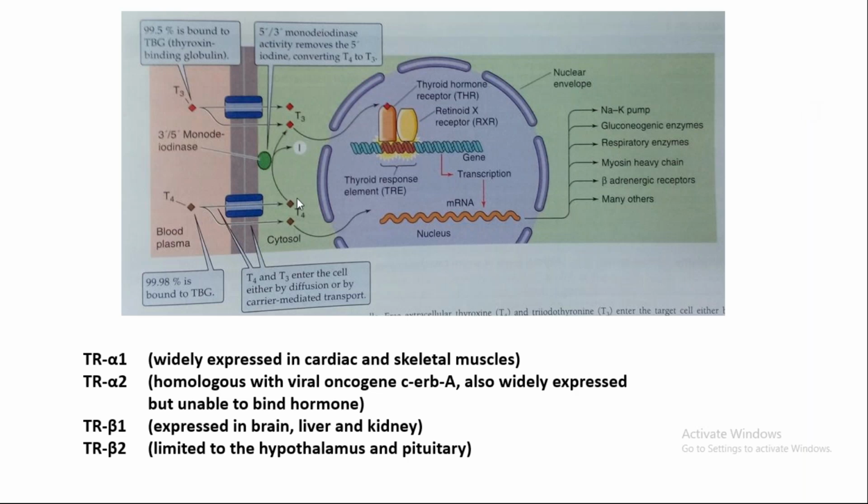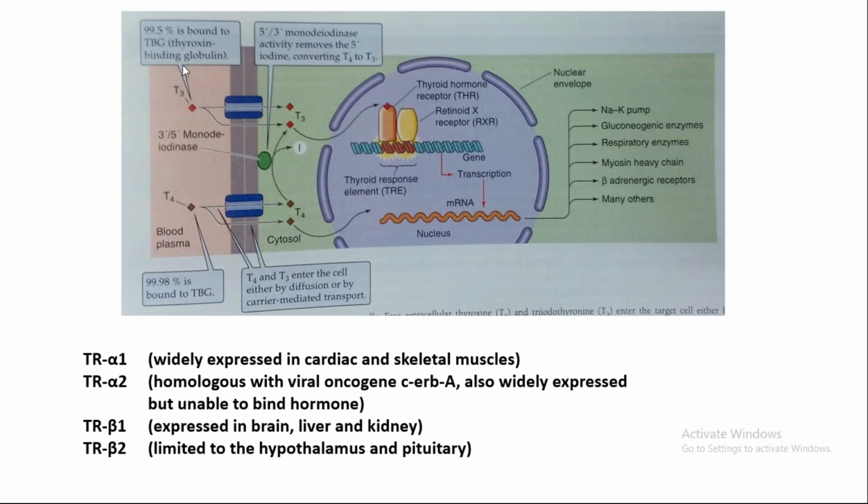Now we'll see the general effect on metabolism. Here is the general cell, the peripheral tissue, and the thyroid hormone is targeting the cell. I have already told you in the previous class that thyroid hormone and steroid hormone have their receptors in the nucleus of the cell itself, not in the cytoplasm. But other hormones have their receptors on the cell membrane. So there are these types of receptors. The second messenger system we have already studied.